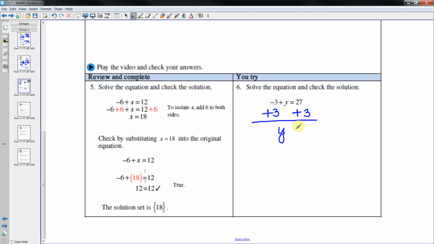So I'm going to have y equals 27 plus 3 equals 30. And then I'm just going to check this one in my head. Negative 3 plus 30, does that equal 27? Well, if I've got a negative 3 plus 30, subtract and keep the sign of the larger, and I would get 27.